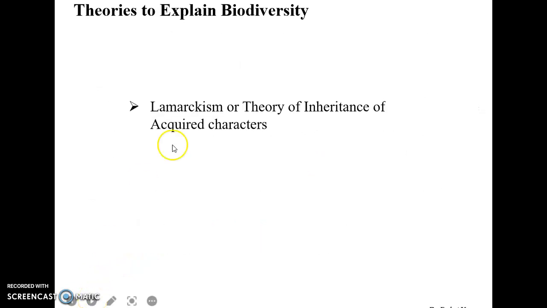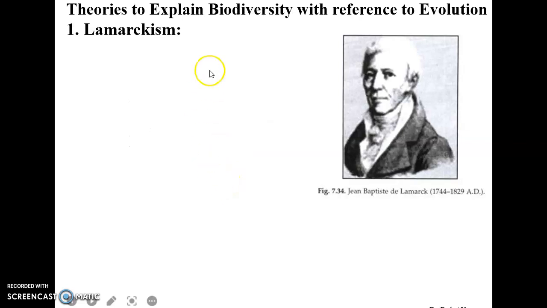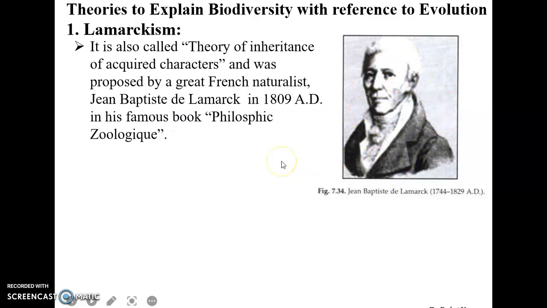There are two basic theories which explain diversity in relation to evolution. The first theory is known as Lamarckism, or the theory of inheritance of acquired characteristics, and the second theory is Darwinism, or the theory of natural selection. In today's lecture we will discuss Lamarckism. This is the picture of Lamarck.